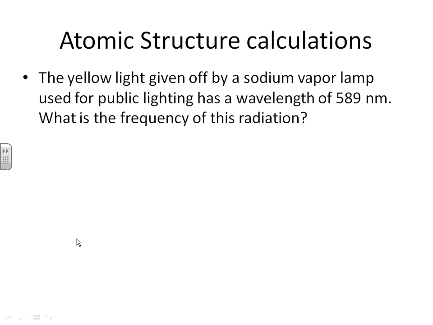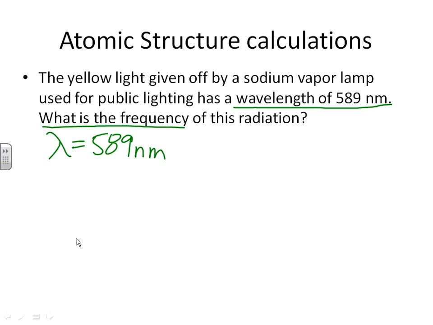So, some sample problems doing these calculations using these formulas. The yellow light given off by a sodium vapor lamp used for public lighting, that lovely yellow glow that you get in downtown areas, and especially urban areas, comes from these sodium lamps. It has a wavelength of 589 nanometers. What is the frequency of this radiation? So in pulling the problem apart, wavelength of 589 nanometers, that's lambda. The problem has given me lambda. What is the frequency of this radiation? Well, that's nu. You're looking for nu.